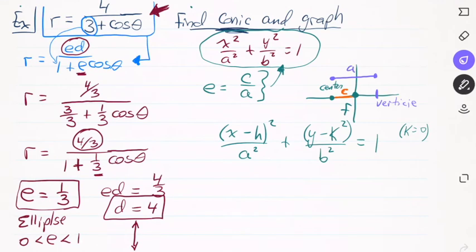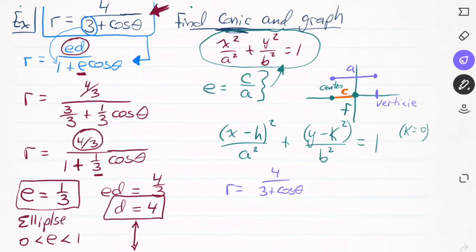So the first thing we have to find is the center of this thing. So I know what h and k is, well in this case, what h is. And then we can determine what a is. Then we can determine what c is. And then finally we can figure out what the equation of it is by finding b. All right, so first things first, let's go back to our equation, r equals 4 over 3 plus cosine of theta.